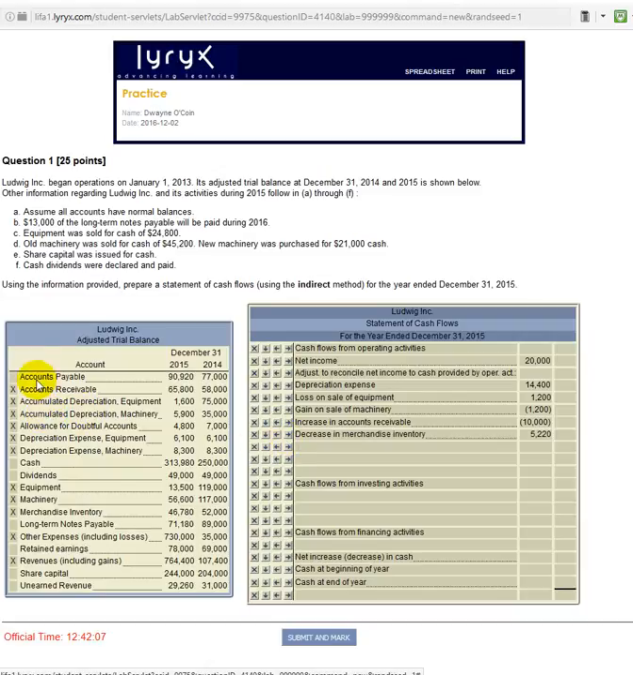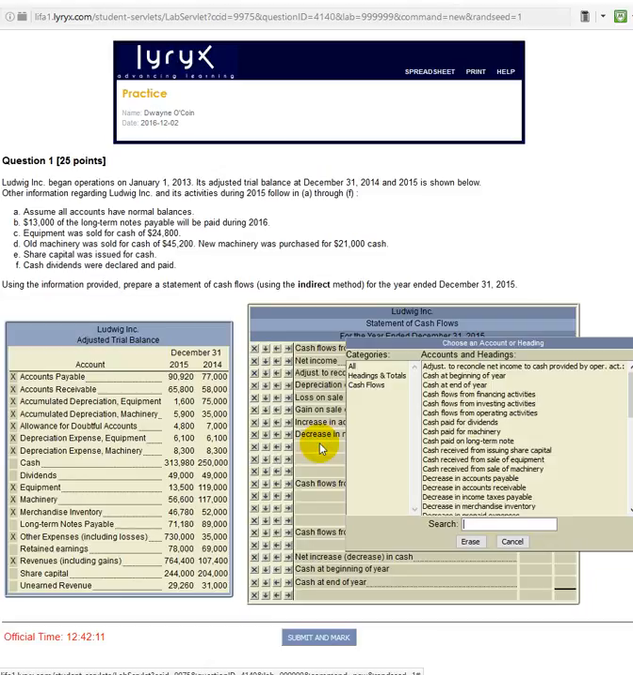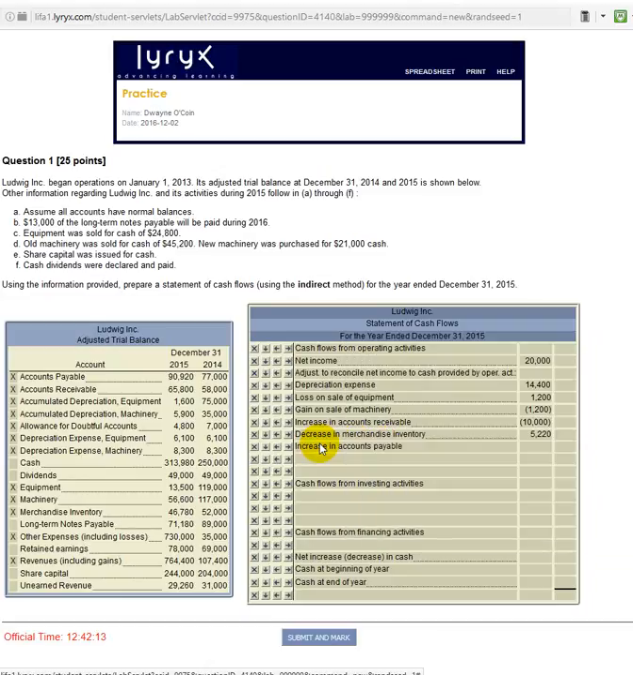Now let's go to current liabilities. We have accounts payable up here. So accounts payable has increased. And there it is, increase in accounts payable. And the way to enter this one is we paid 77,000, the opening balance, and then we borrowed back 90,920 from our suppliers. So that increased our cash.